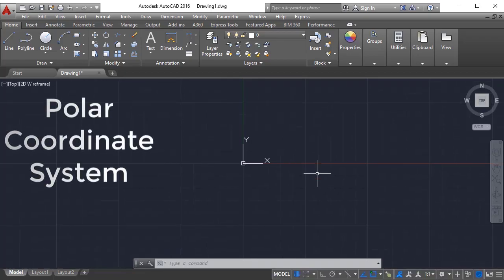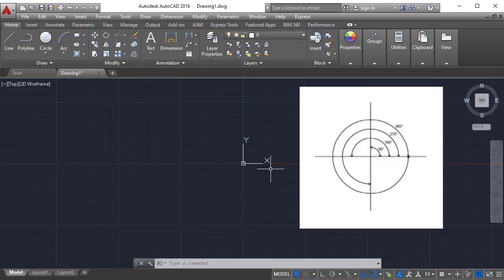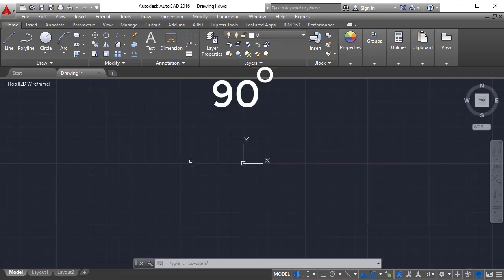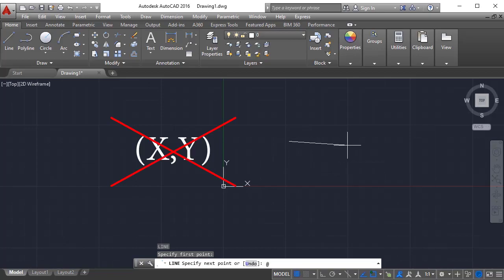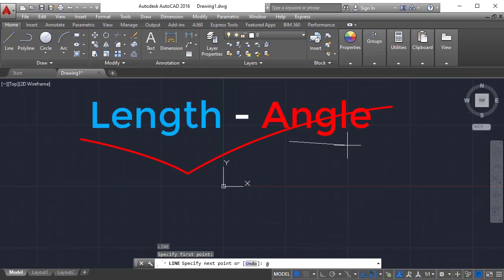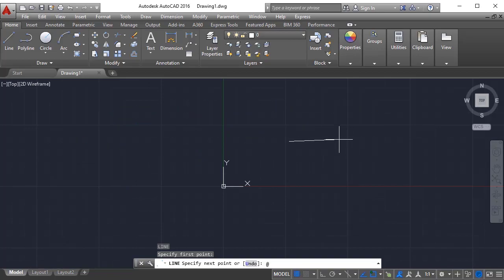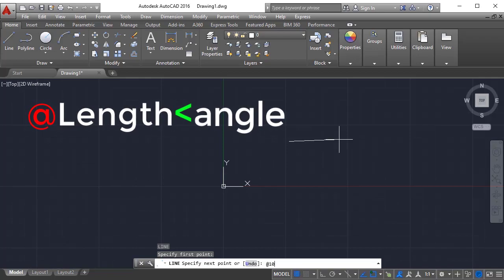Next one will be the polar coordinate system, where the angle will be calculated. I already told you it's 0 to 90, 180, 270, 360 in the counterclockwise direction only. So if I take a line command and specify a point, here also I just need to use the at the rate command to shift the origin, and I need to specify in a pattern, not like an x comma y system, but like a length and angle system. So first I need to show the length like 10 units, then the less than symbol, and then specify the angle like 45 degrees.